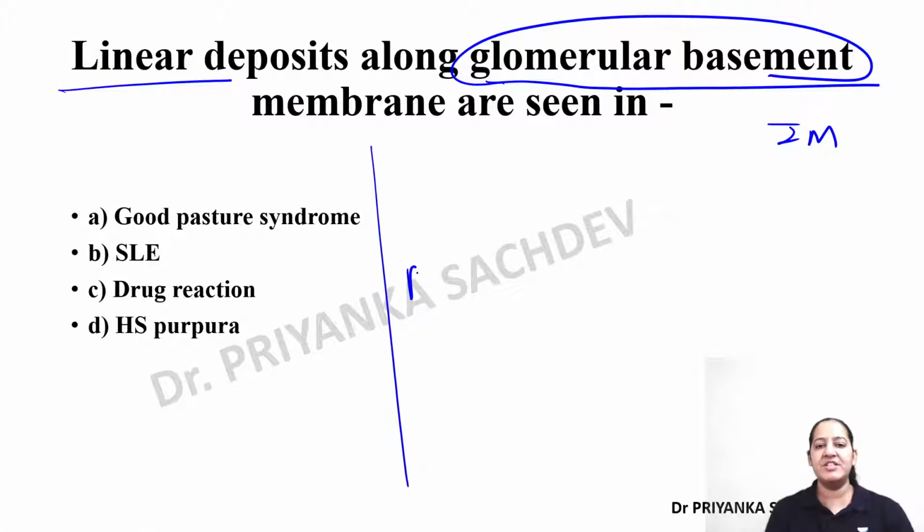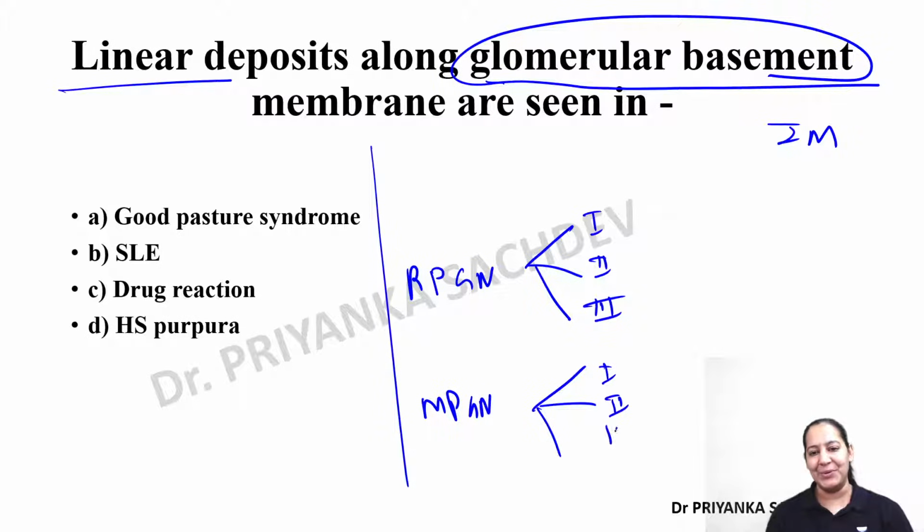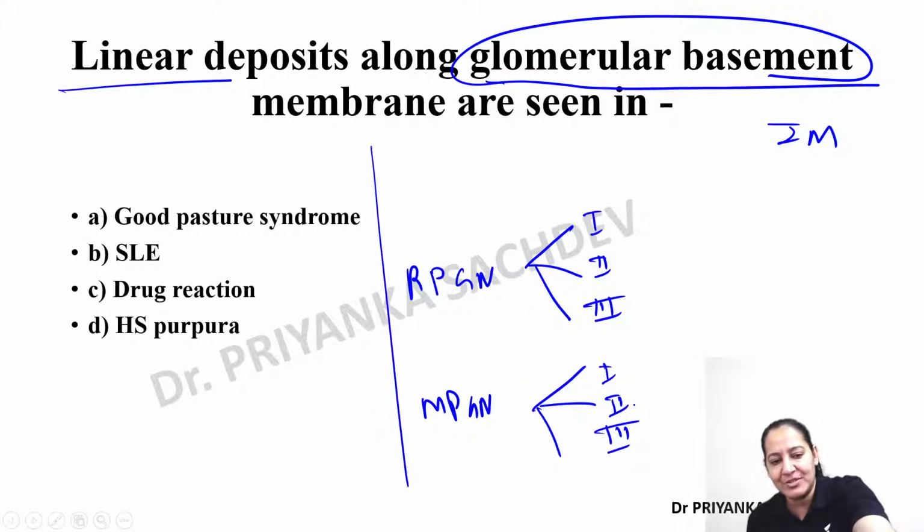I taught you RPGN is of three types. Yes or no? Type 1, 2, 3. I have taught you MPGN also of three types. Right? Type 1, 2, 3. So who will tell me the location of deposit in each of them?